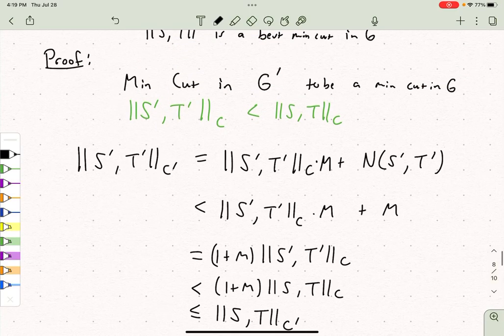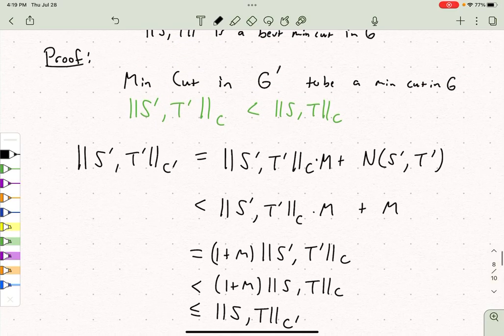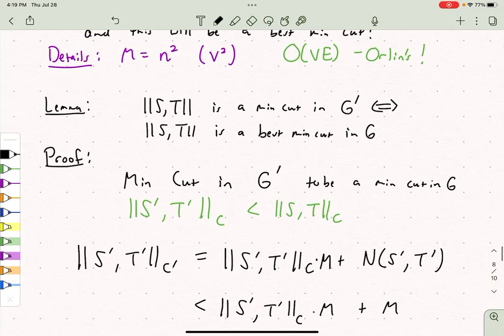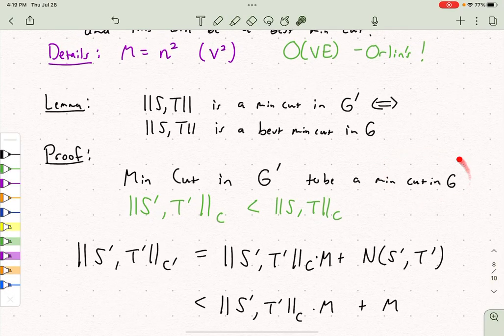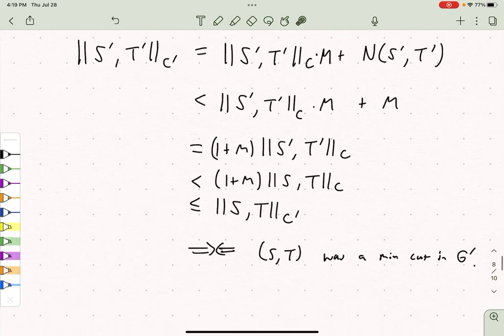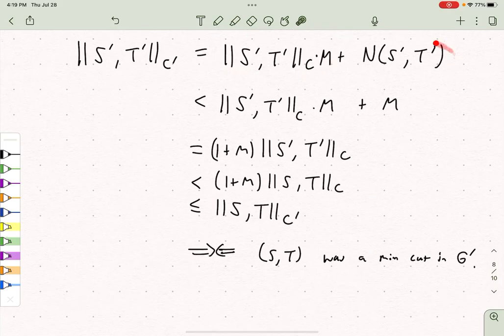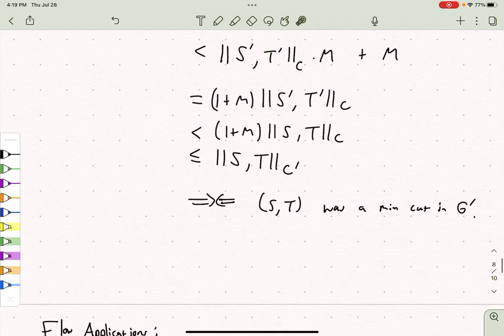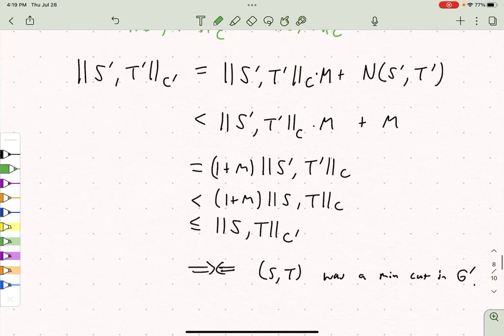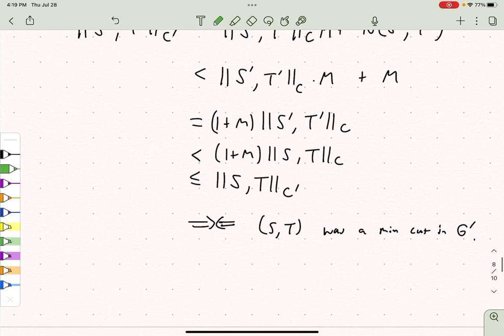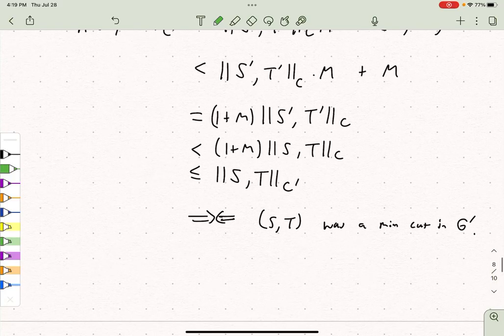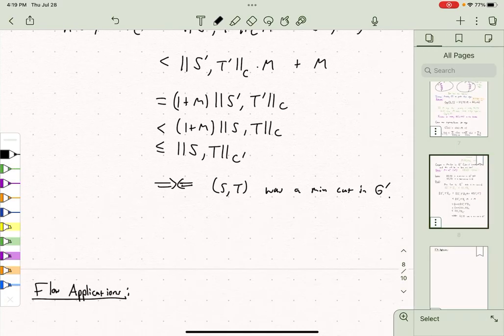So we know it must be a min cut in G as well. So if we do this process, we do get a valid min cut in G. But now the question is, is it truly a best min cut? Now we're going to do the same thing again, but now look at N instead of looking at the first part. So to show it's a best min cut, well, if we compared it to any other min cut, we get the same issue. So now we have, let me make one more page.